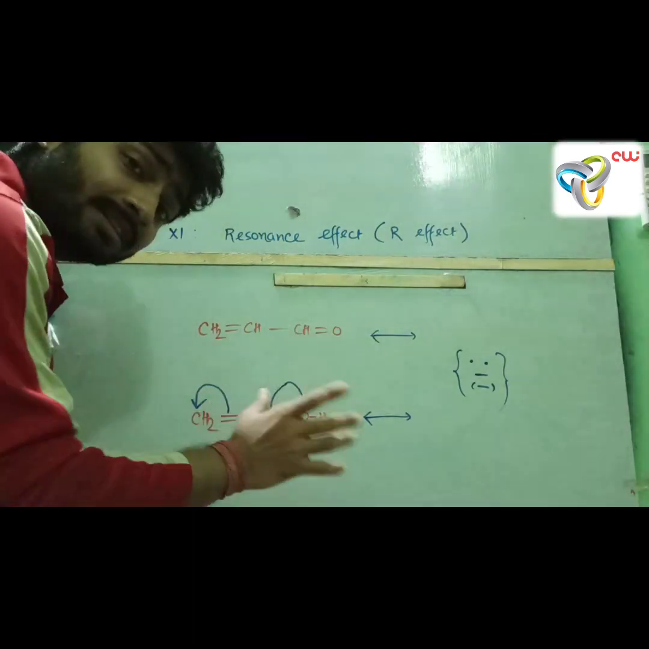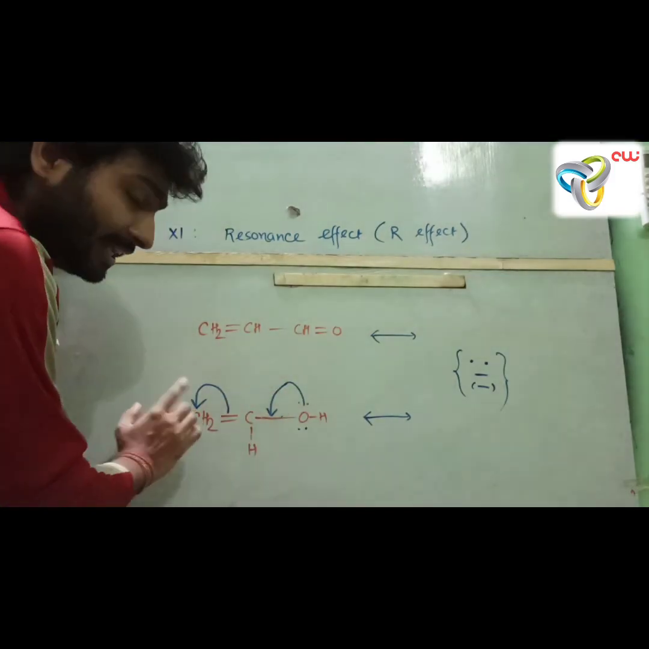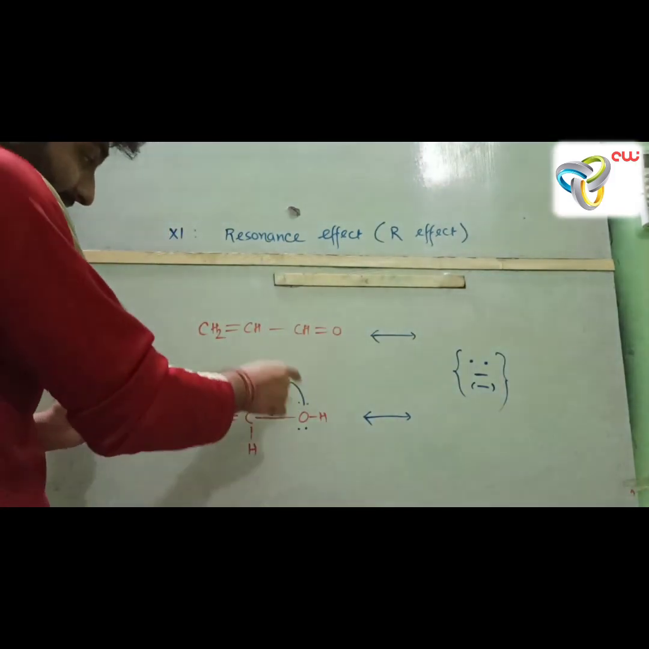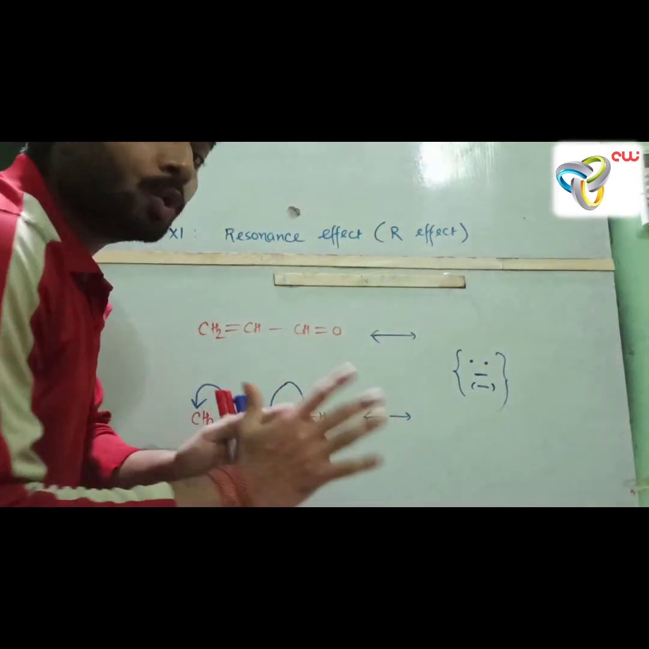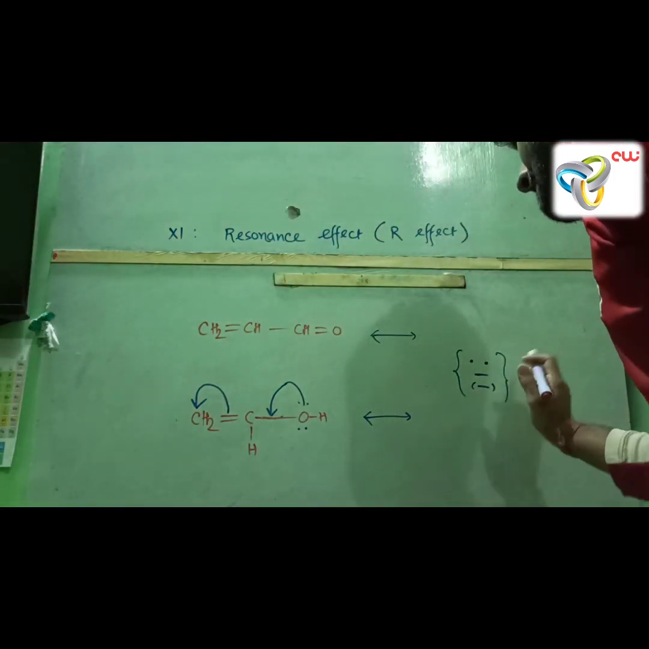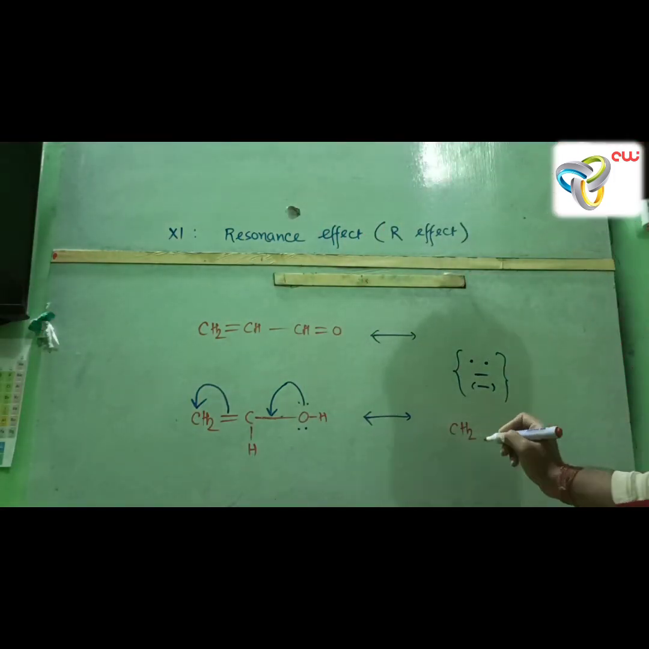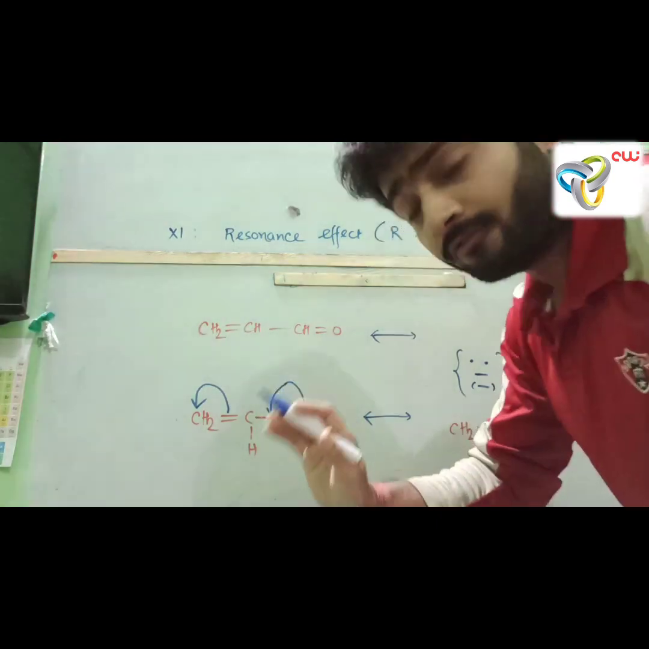So here is the same thing happening from the higher electron density to lower electron density. And this side will make another formation of structure which looks like this: CH2, C, H, O, H. Now what is happening there? There is another bond which is forming.